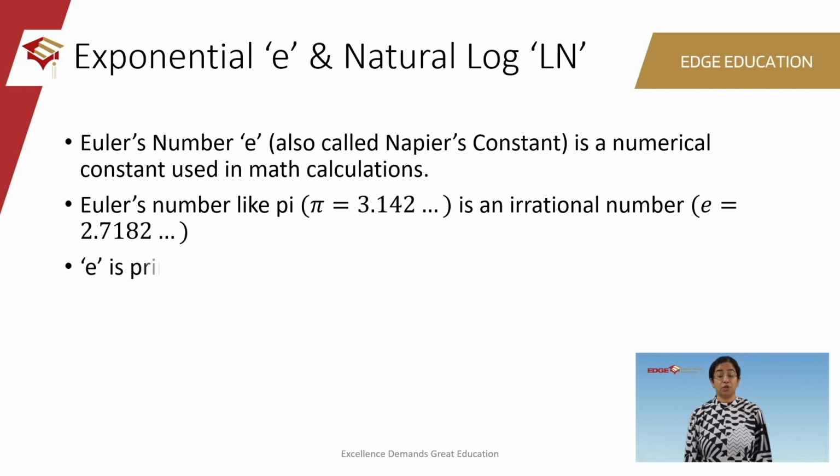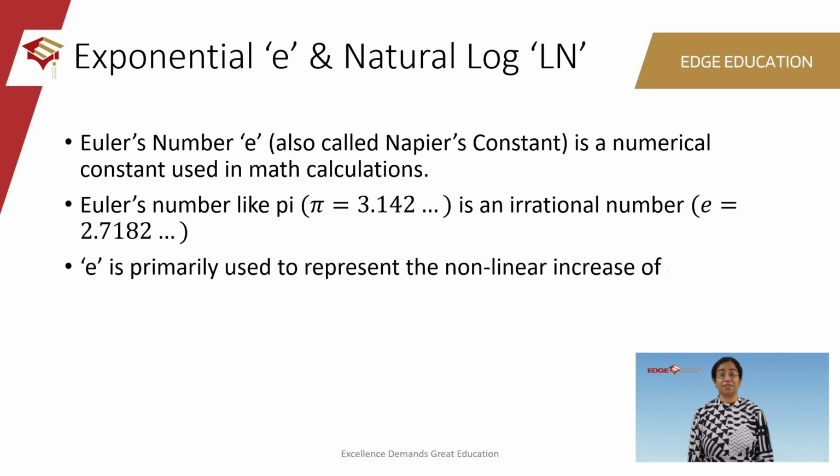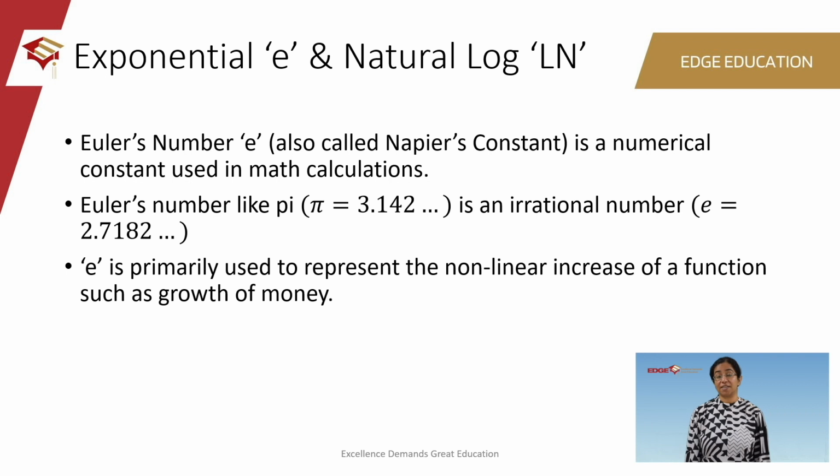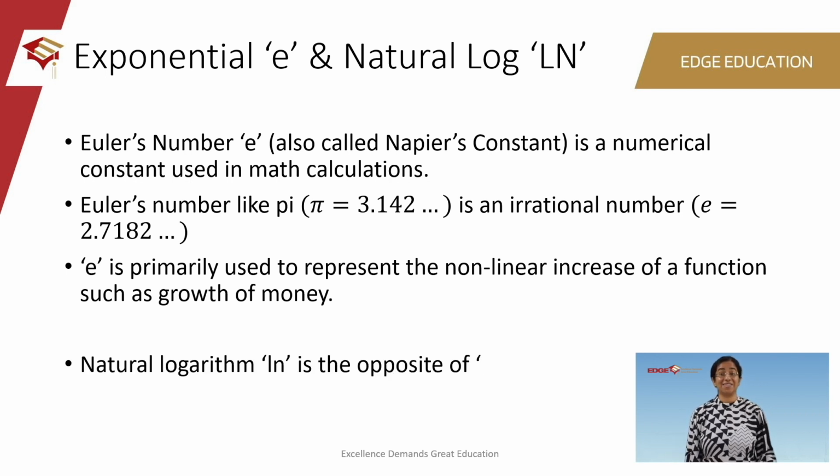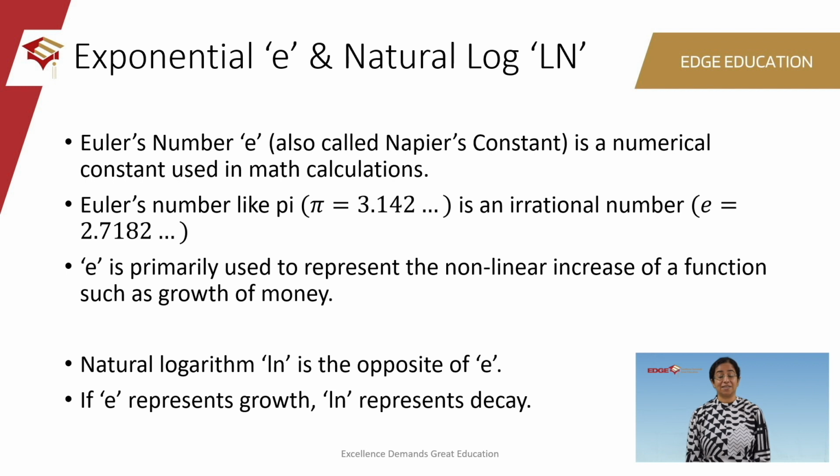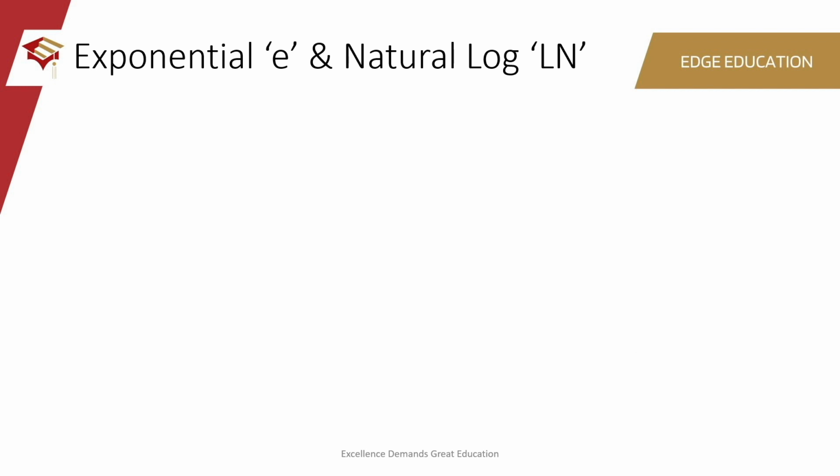e is primarily used to represent non-linear increase of a function, such as growth of money. Natural logarithm, ln, is the opposite of e. If e represents growth, ln represents decay. Let's take a look at how we may have to work with certain functions requiring e and ln.